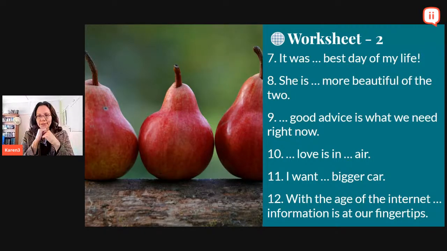Yeah, okay, good. Thanks, Issa. I do realize that it can sometimes go either way. So you're right. You were talking about something specific, and you were absolutely right to use the in that sense. So number 11 is I want a bigger car, because it's any car. If there are two cars and you say I want the bigger car, that is correct as well, but you must be talking about a choice between two.